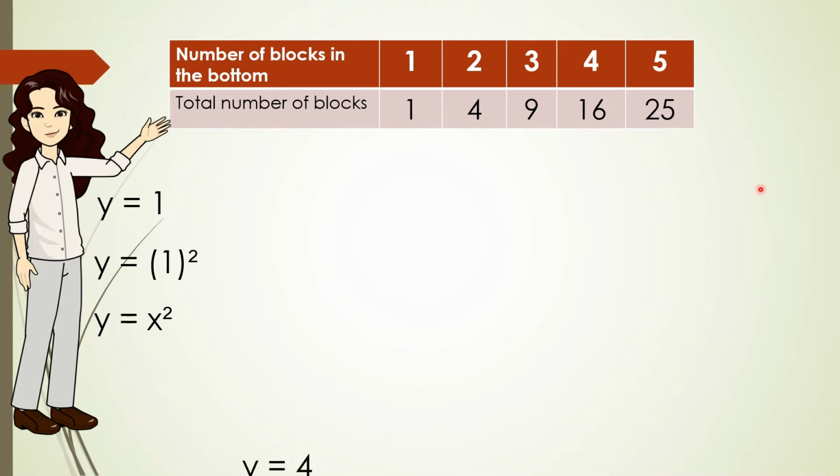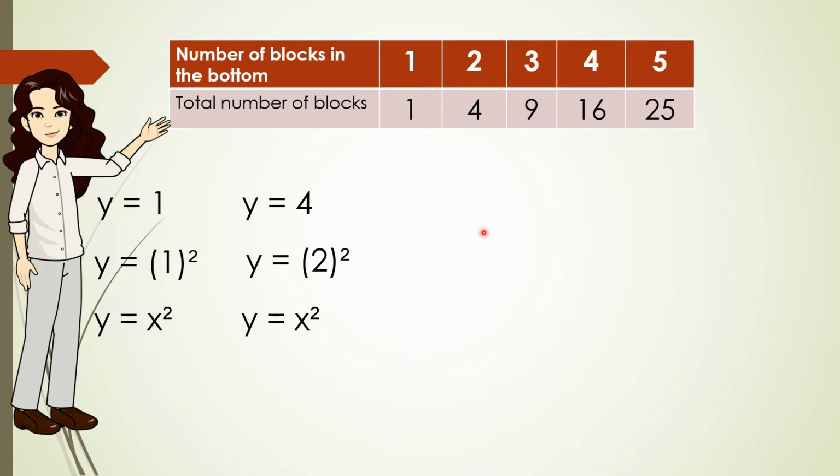Okay, our second is 4. Yung y natin is 4. Ano pa nga mga number na pwedeng maging 4 yung result? So, ang pwede lang naman doon is 2. 2 times 2 is 4. So, yung x natin is 2. Pag nilagyan natin ito ng 2, 2 times 2 is 4. So, ang ating pattern is x squared.